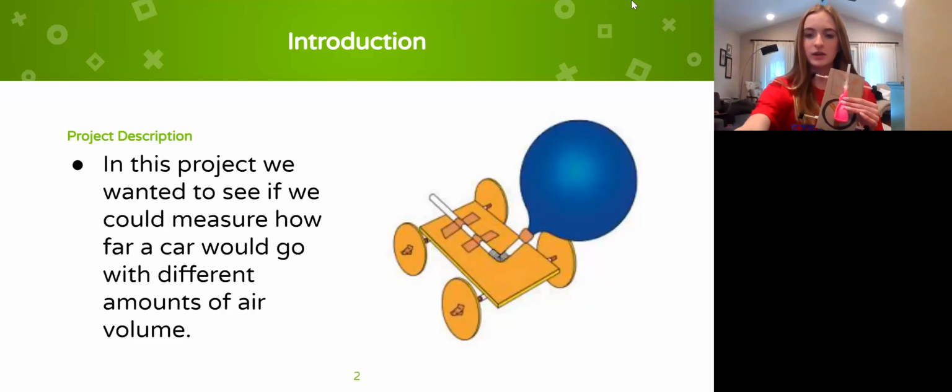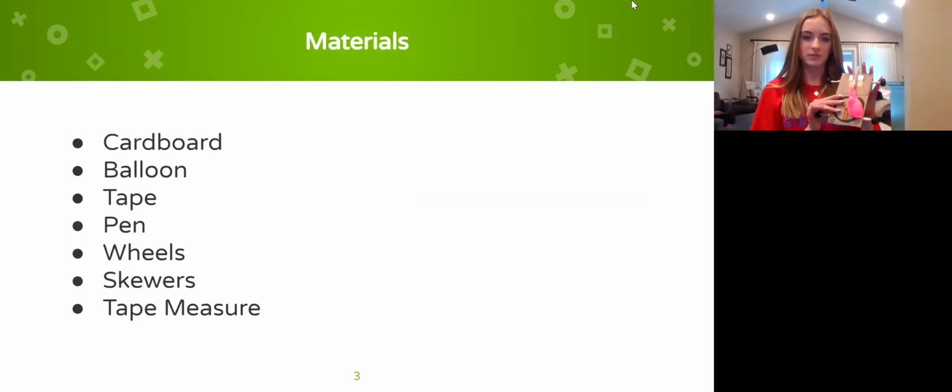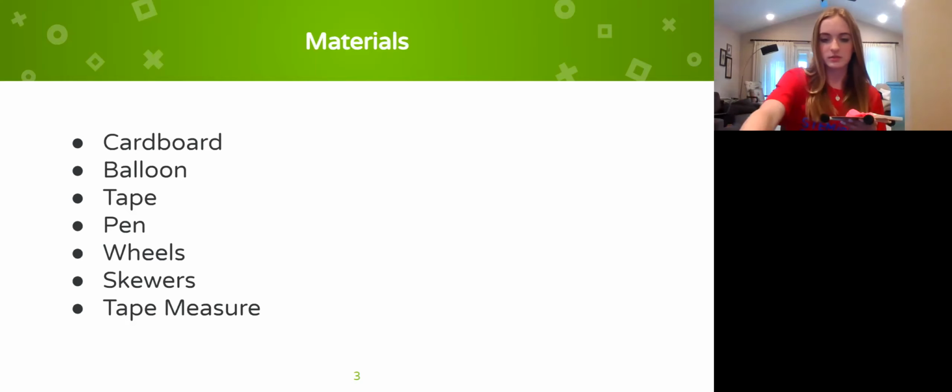In my next slide, we have the materials. The cardboard is what we use for the base, and then there's a balloon that you blow up. The tape is used to hold everything together. We cut up a pen so that we could blow air into the balloon. The wheels are glued on, and the skewers are in the straws on the bottom so that the wheels can move like that.